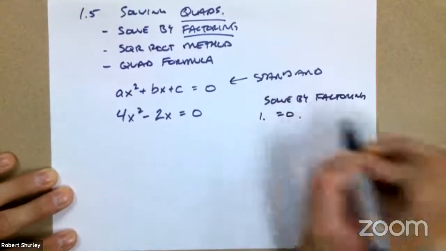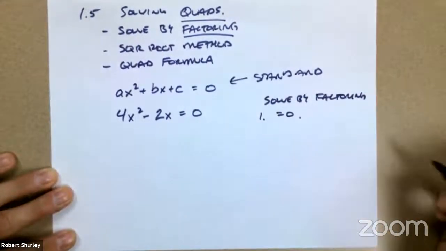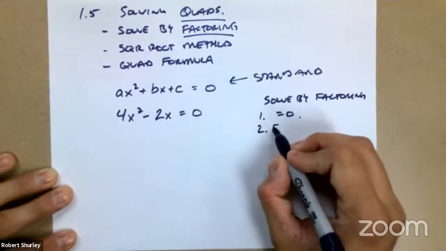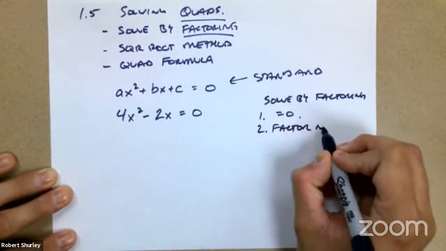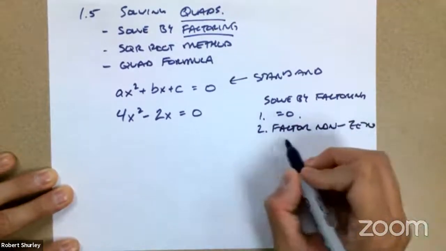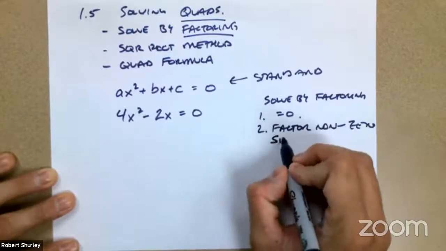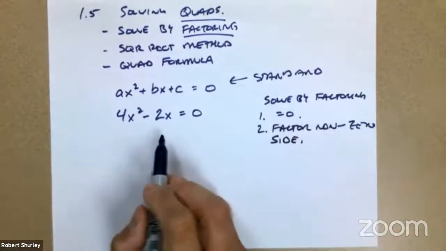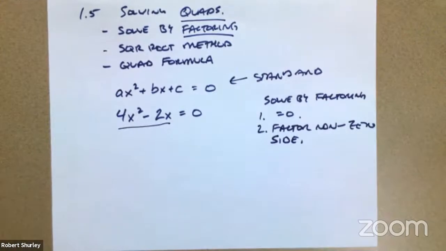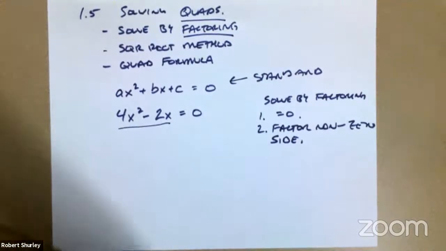So I'm going to put equals 0 there just for short term. We've got that already. We've got one side equal to 0. Two, you're going to factor the non-zero side. And this is the doozy of the steps, because we have to look at this non-zero side and think in our tool bag, like, how can we factor this? Because there's a lot of different ways to factor.